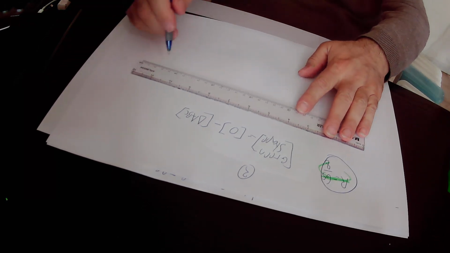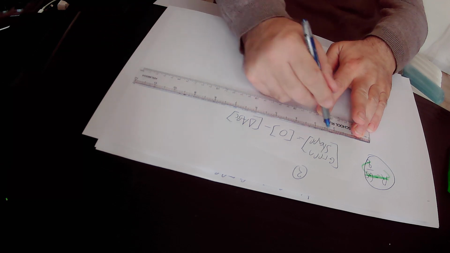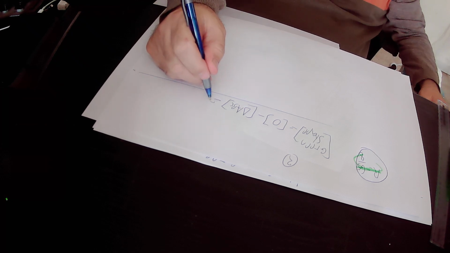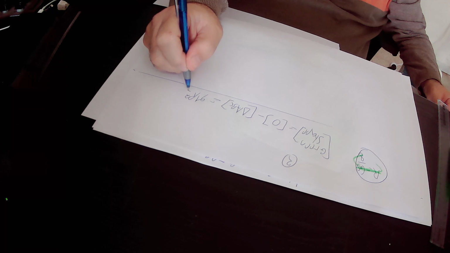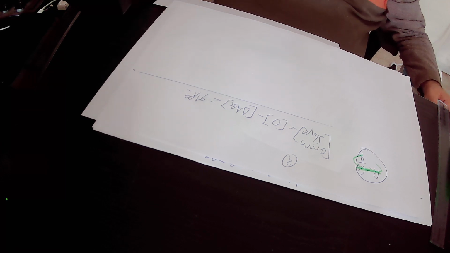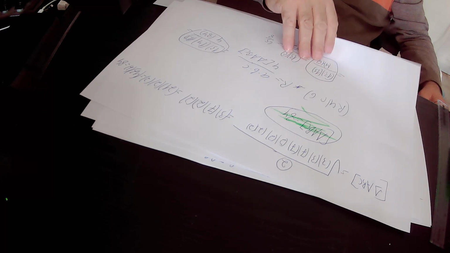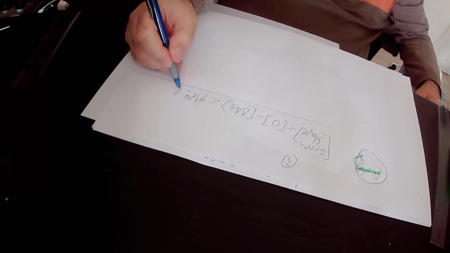The area of the green shape is equal to the area of the circle minus the area of triangle ABC. The area of the circle is equal to pi r squared, minus the area of triangle ABC. We have already found out that the area of triangle ABC is equal to 84 square units. This is minus 84.